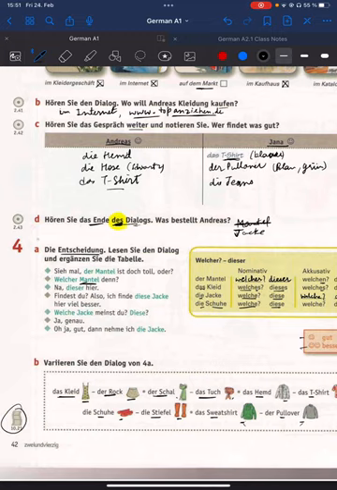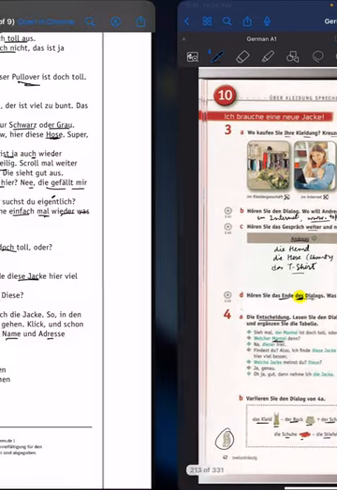Okay, there is a film here, a movie here. Let's watch that video.